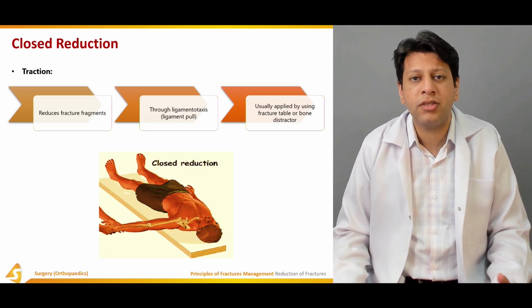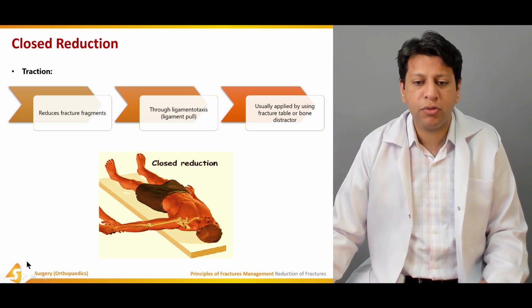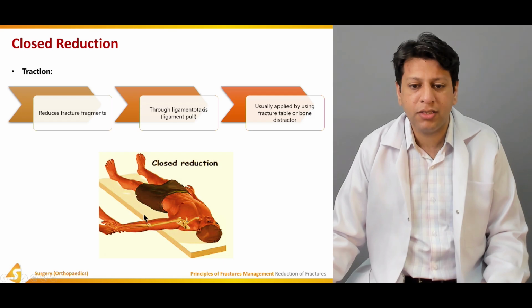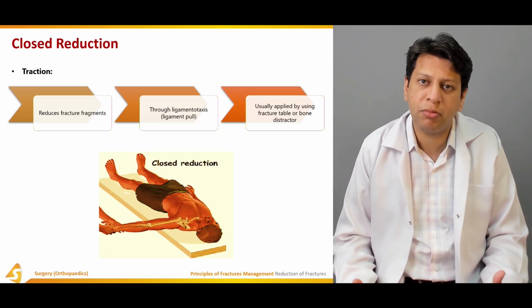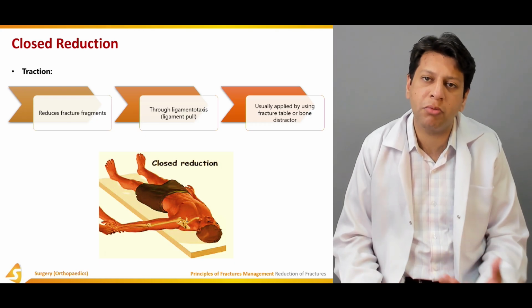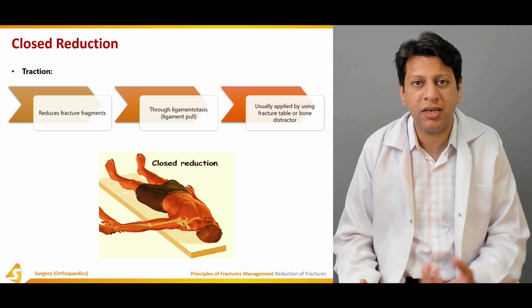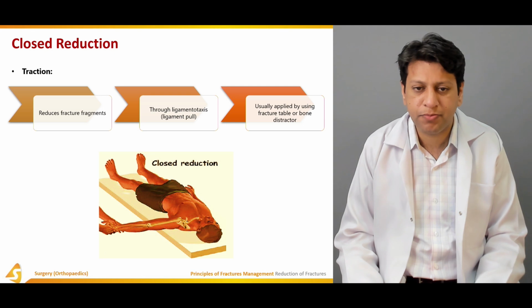A fracture table is a special kind of table in which, suppose this was the bone which was injured and you are pulling in this direction, this is the distal segment, this is the proximal segment, then there has to be something which can hold the proximal end. This could be an assistant who is holding the proximal end and applying the counter traction, or it could be a table which is holding or fixing the proximal end, and then the distal end is distracted so that the fracture can be reduced.